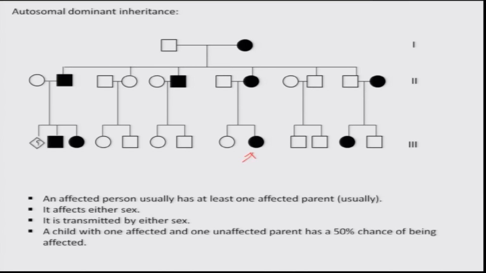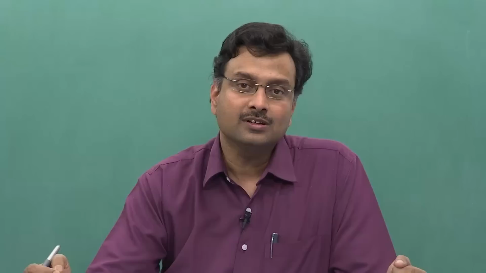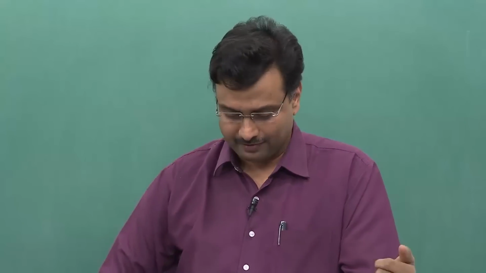And what is the probability? If a child has one affected and one unaffected parent, for the next child there is a 50% chance of being affected, simply because of the 2 parents, one has the mutant allele in a heterozygous condition. So there is a 50% probability that each gamete of that individual carries the affected allele. That is why there is a 50% probability of having the affected phenotype.